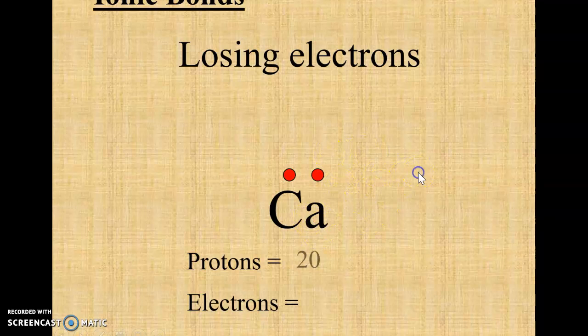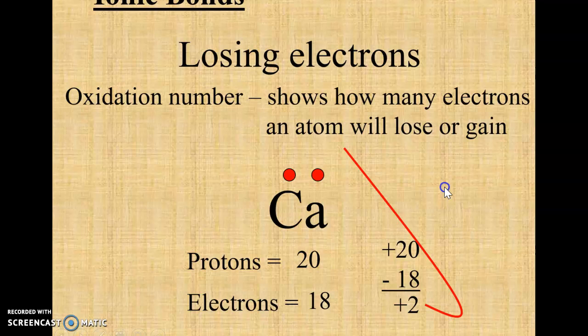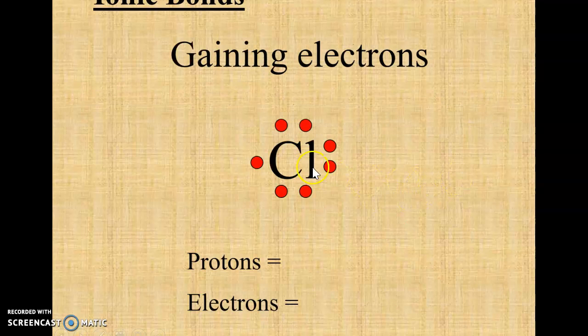So if we look at calcium here, that has 20 protons. So if it has 20 protons, it's got to have 20 electrons, making it 0. But if it loses electrons, that outer shell, because it loses those 2 electrons, it's going to be positive 2. So that oxidation number is plus 2. Gaining electrons is just the opposite.